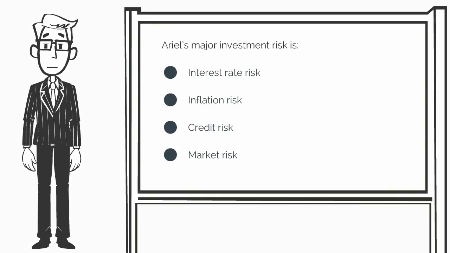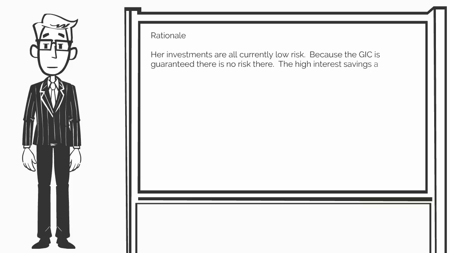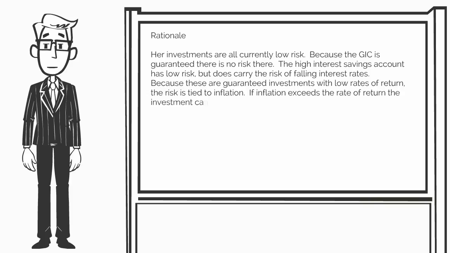Welcome back. The correct answer is inflation risk. Rationale: her investments are all currently low risk. Because the GIC is guaranteed, there is no risk there. The high-interest savings account has low risk, but does carry the risk of falling interest rates. Because these are guaranteed investments with low rates of return, the risk is tied to inflation. If inflation exceeds the rate of return, the investment can lose money.